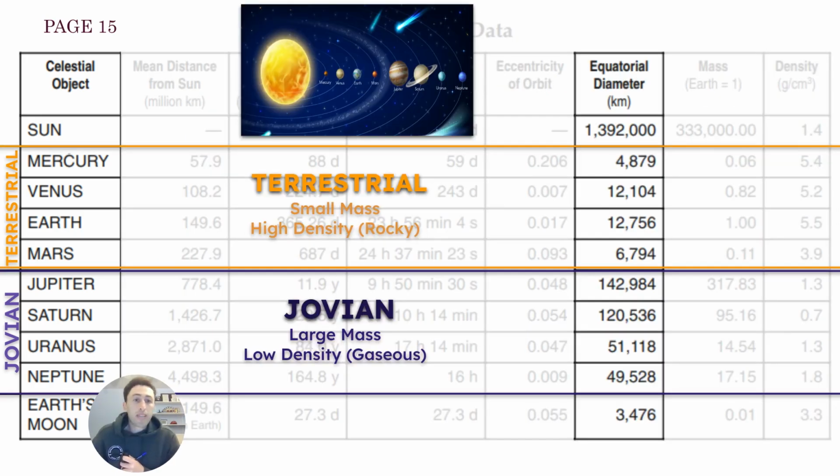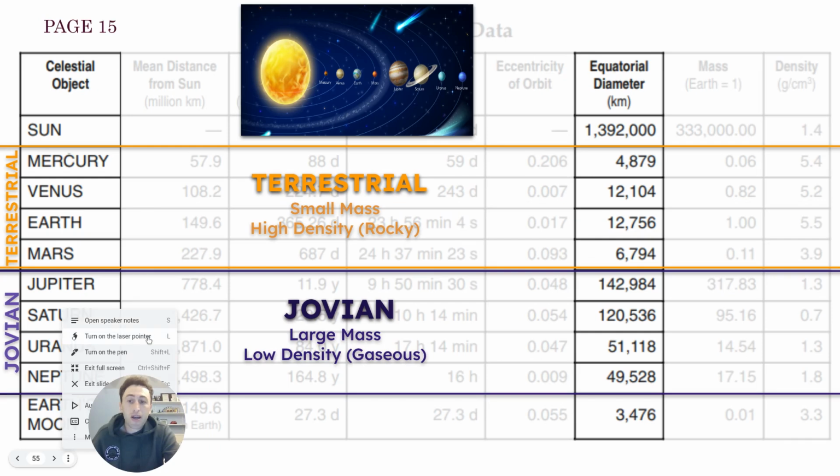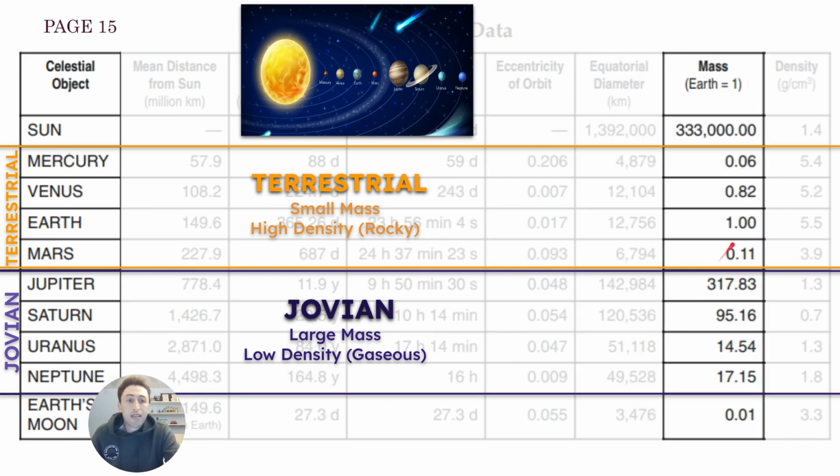We have the equatorial diameter, which is how big it is at its diameter. If you see here, the terrestrial planets are much smaller in mass than the Jovian planets. The Jovian planets are much larger in mass. You see they have a much bigger equatorial diameter, which means how big it is at its largest point. And you have the mass. The terrestrial planets are smaller in mass compared to the Jovian planets, which are much more massive.